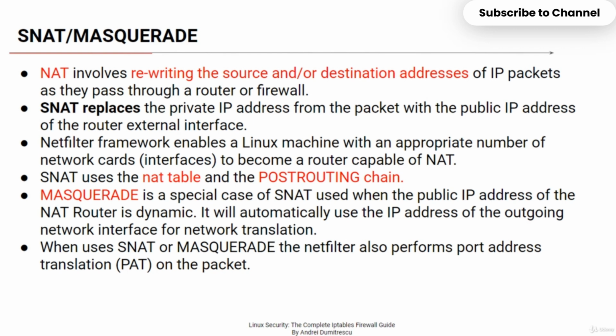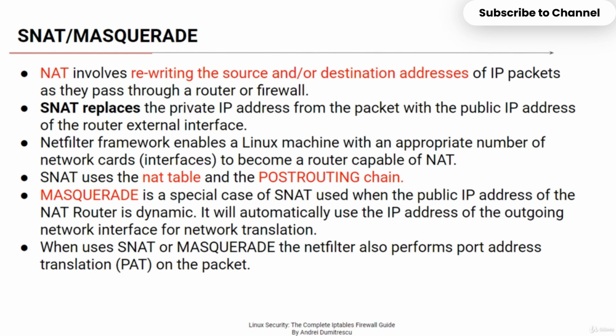There are two kinds of NAT: SNAT or source network address translation, and DNAT or destination network address translation. SNAT replaces the private IP address from the packet with the public IP address of the router external interface. The Netfilter framework enables a Linux machine with an appropriate number of network cards or interfaces to become a router capable of SNAT. SNAT always uses the nat table and the POSTROUTING chain.